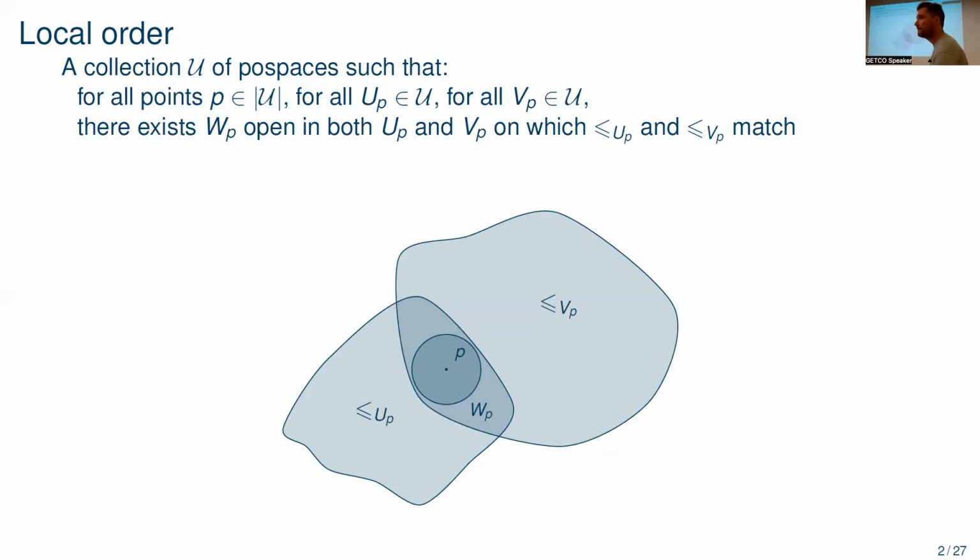Yep. Why can't you require that in the intersection? Is there an obvious reason? Why you cannot require this on the whole intersection?